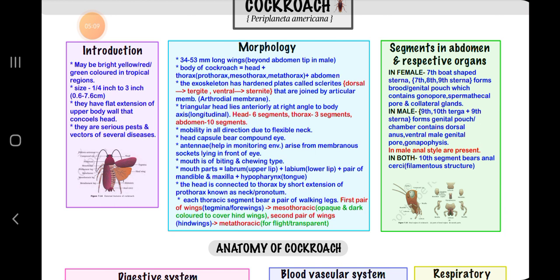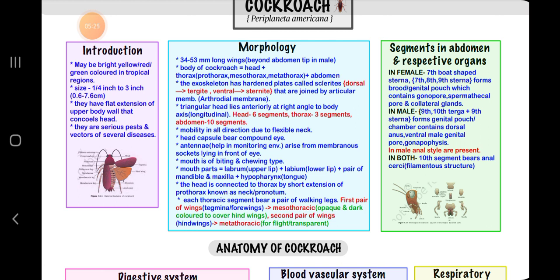Head has 6 segments, thorax 3 segments, abdomen 10 segments. Mobility in all directions is due to the flexible neck. The head capsule bears compound eyes. Antennae arise from membranous sockets. The mouth is of biting and chewing type.